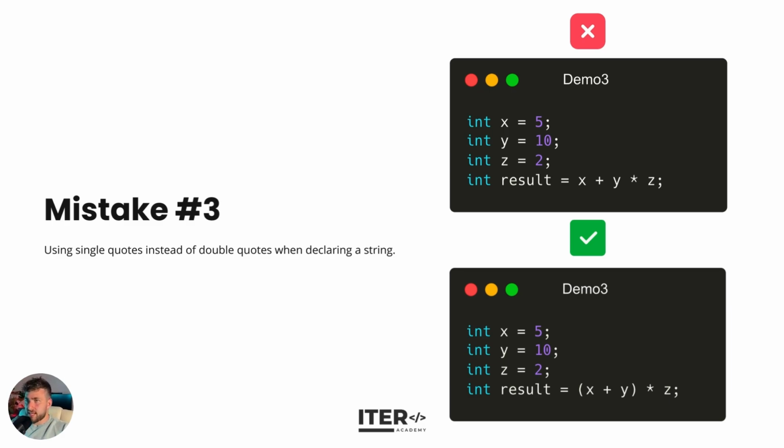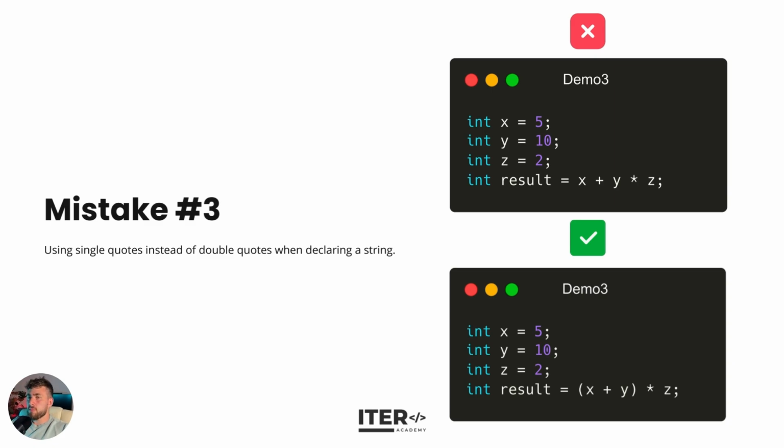And in this case, the multiplication operation is performed before the addition operation, resulting in a value of 25 for the variable result. To ensure that the addition is performed first, we need to use parentheses, like at the demo 3 from the bottom. In this case, the addition operation is performed before the multiplication operation, resulting in a value of 30 for the variable result.